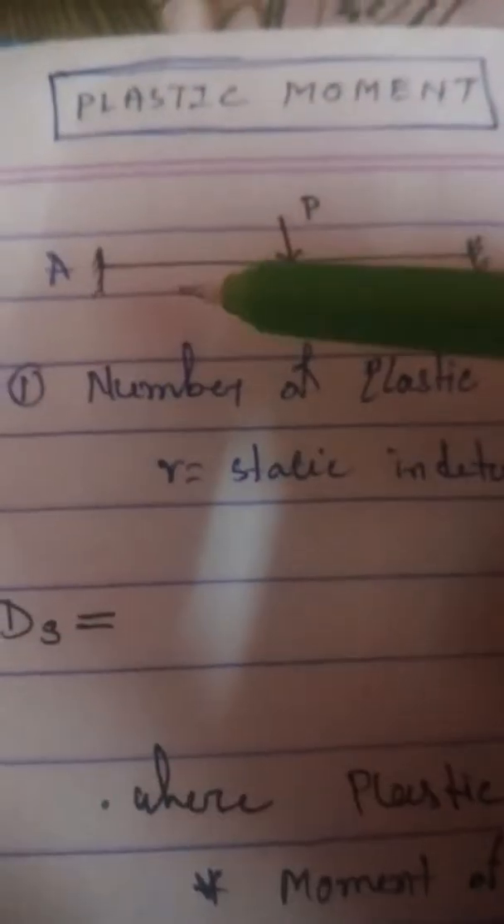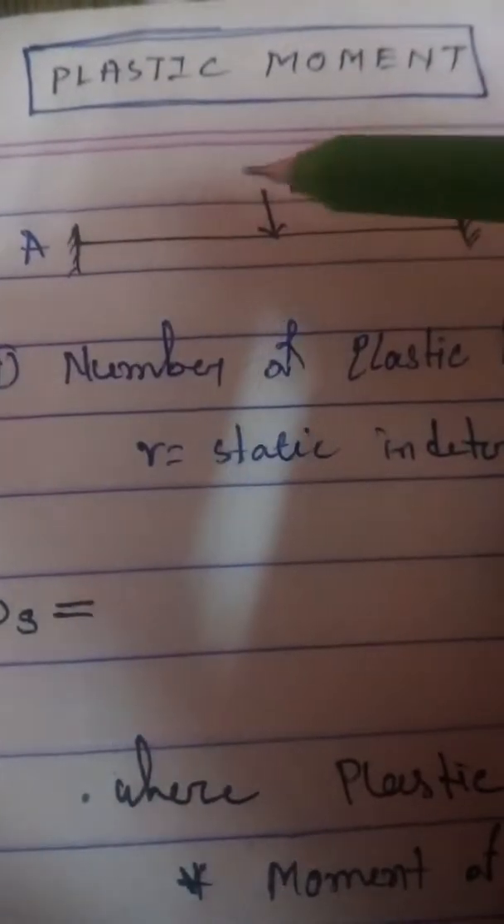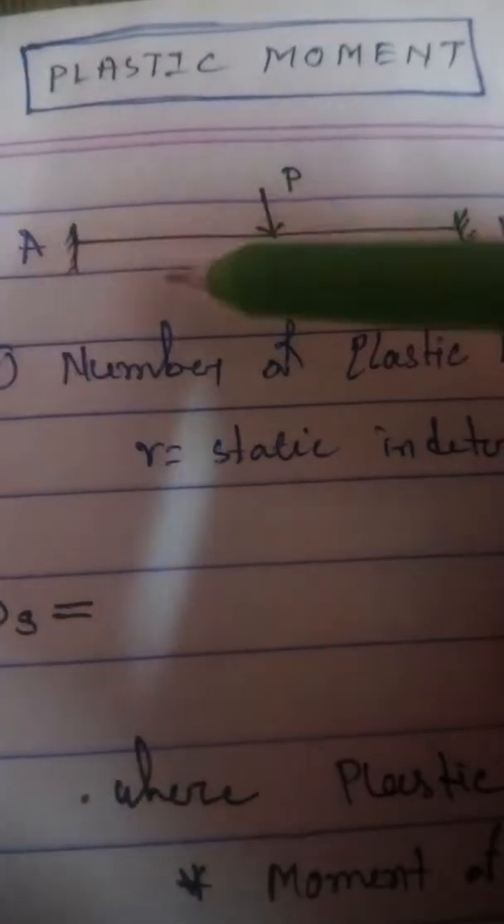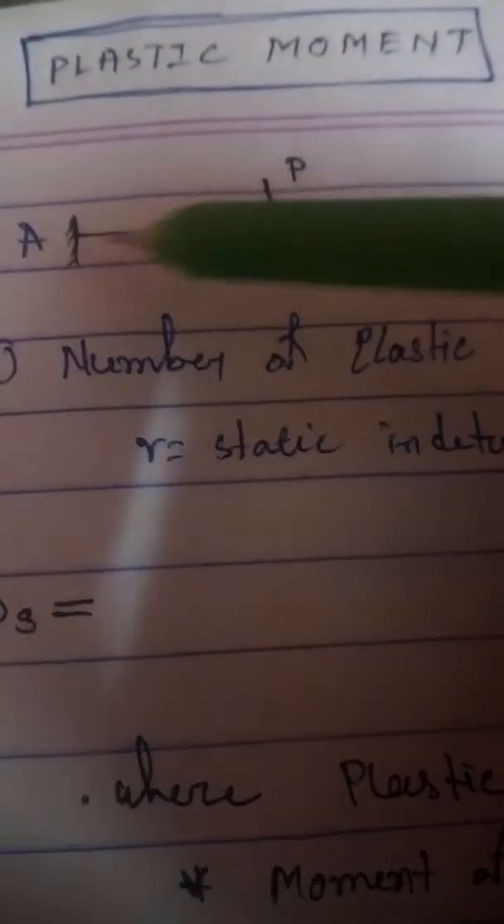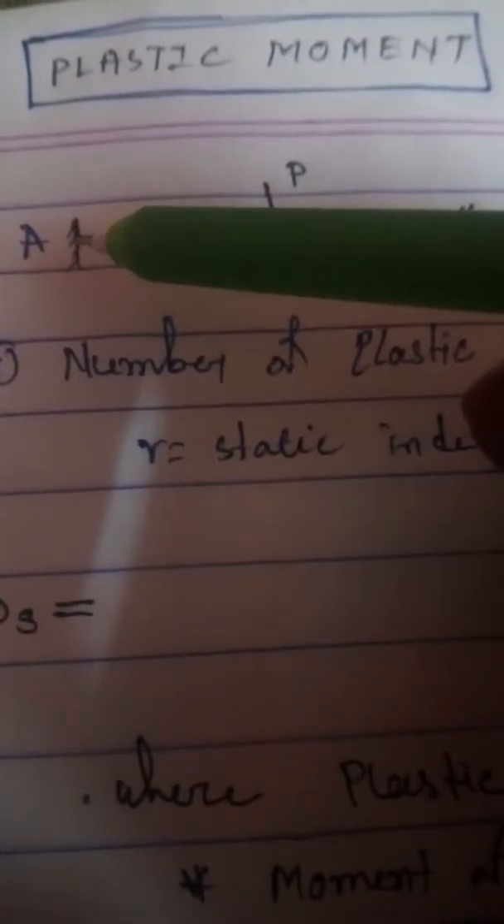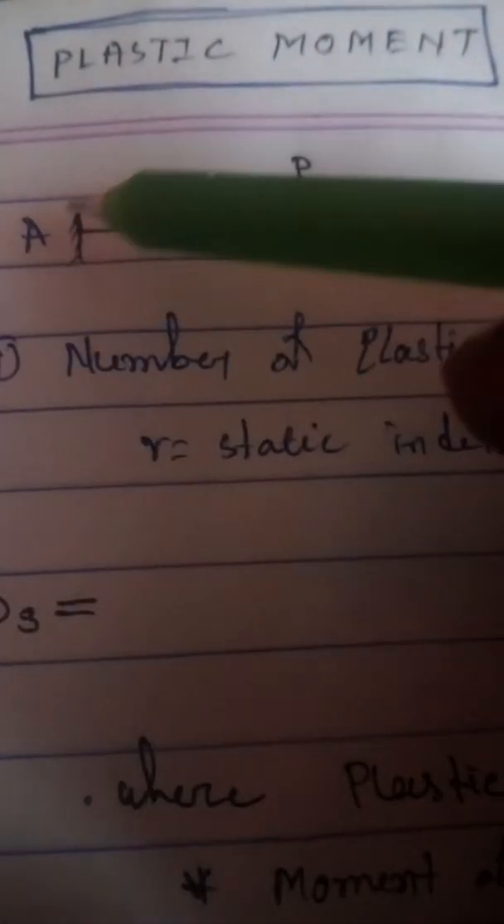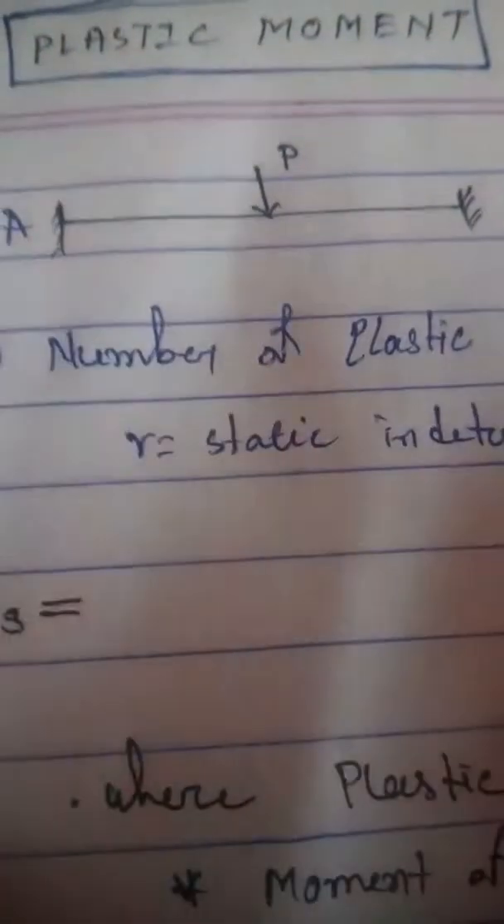Today I will discuss how to find out the plastic moment of a beam. So if we want to find out the plastic moment capacity of this beam, first of all we have to know the number of plastic hinges and where they will be formed. If we want to find out the number of plastic hinges, we have to keep in mind the following.